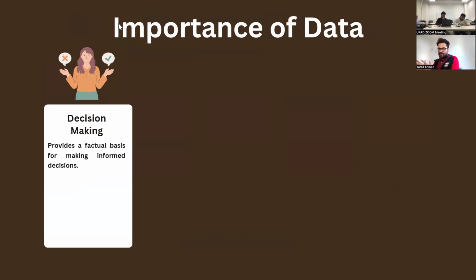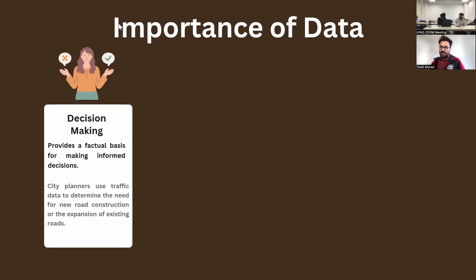If I base my decision on data, probably I'm going to make a wise decision. If I don't make a decision based on the data, probably I will make a wrong decision. So anytime you want to make a decision, as a government, as a university, or as a person, you always have to make it based on the data. An example of it can be if you want to construct a new road, the city planner will usually collect traffic data, and then they will determine whether there is a need for construction of a new road or not.